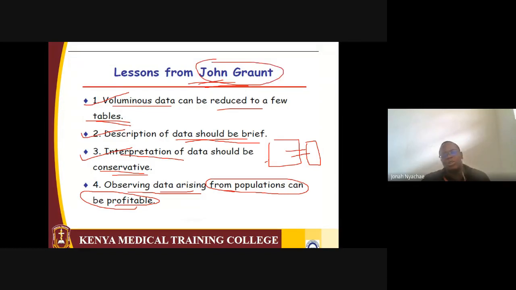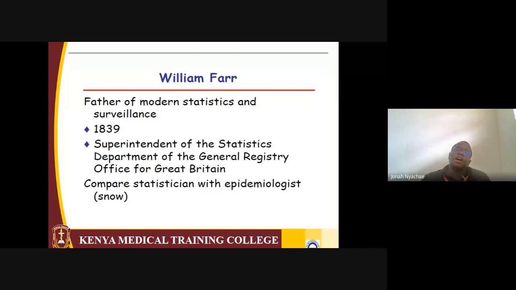I will not go much further. Then we also have another person by the name William Farr. William Farr is referred to as the father of modern statistics and surveillance. He existed around 1839, and he became a superintendent of the statistics department of the General Registry Office in Great Britain.